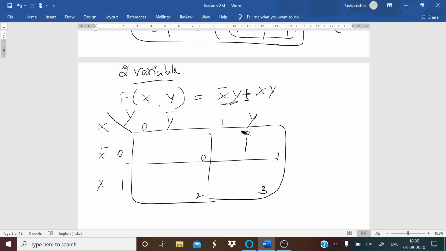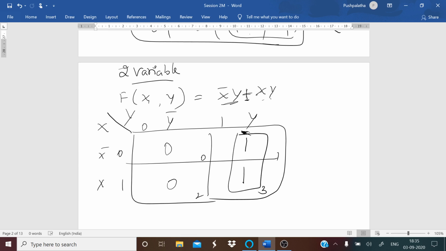And which is the next term? x and y. Where is x and y in this table? This is your x and this is your y. So you are going to put 1 here. You do not have any other terms, only in two places you are going to put 1. The rest, either you can add a 0 or you can leave it blank. It's not a problem. So what happens now? You are going to simplify.